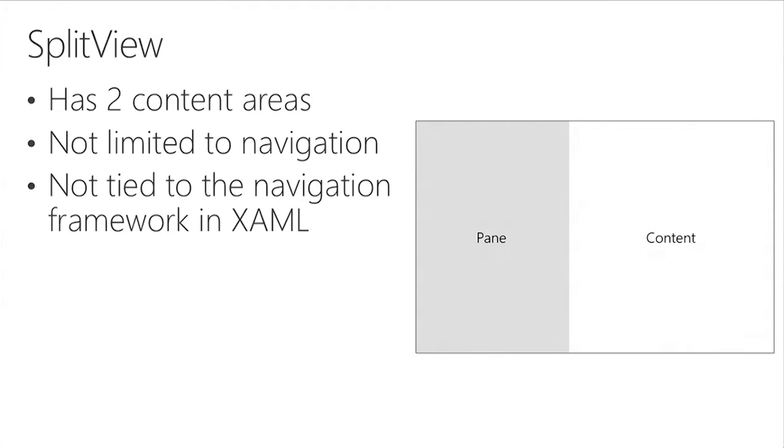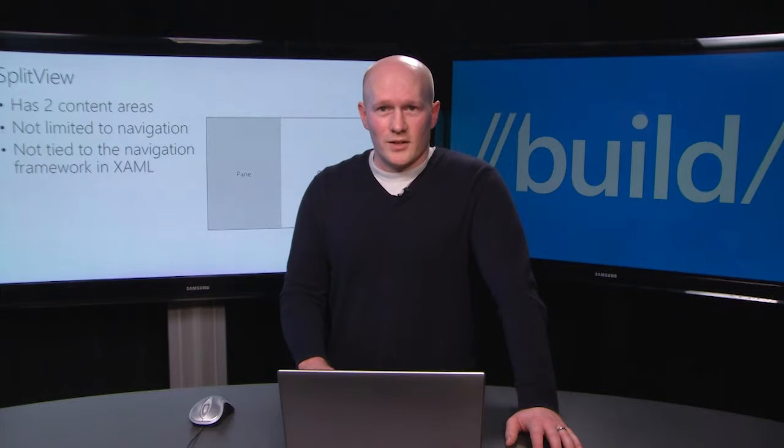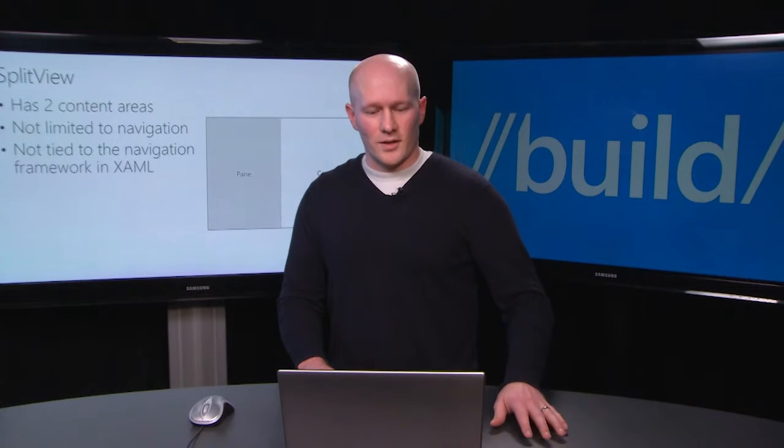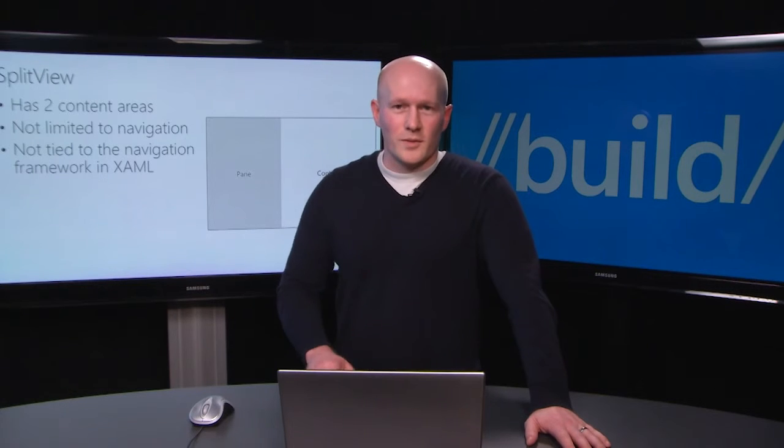So split view is this control that has really two content areas. You can see the pane on the left and the content area on the right. This is a control we think of as a building block. It's not just for navigation. So it's not even tied into the navigation framework. It's a building block you can use to create a navigation experience, but you don't have to use it for navigation. If there's other places where you feel that split view is a control that will help you provide the experience that your app needs to provide, you can use the split view control.